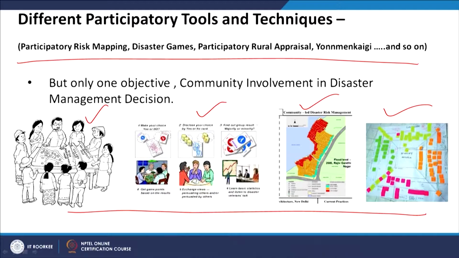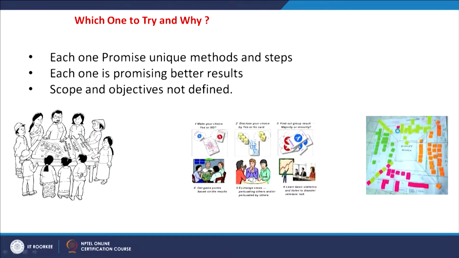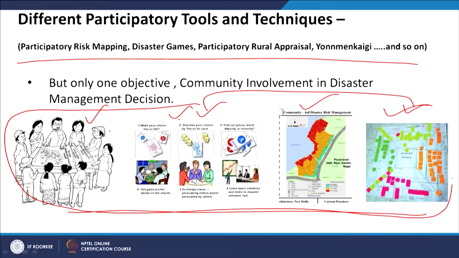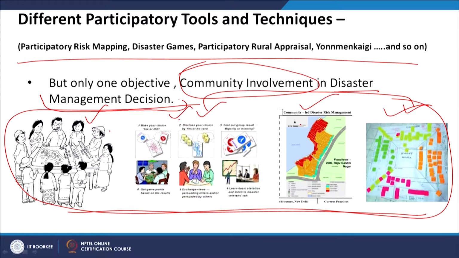Now, these tools vary from each other in terms of their structure, in terms of their method, in terms of their time, resources, skill. They vary from each other to a great extent. The way you conduct Yeoman-Kaige, you cannot conduct the game. But all participatory tools have one common objective. That is, they want to involve community into the disaster risk management process.